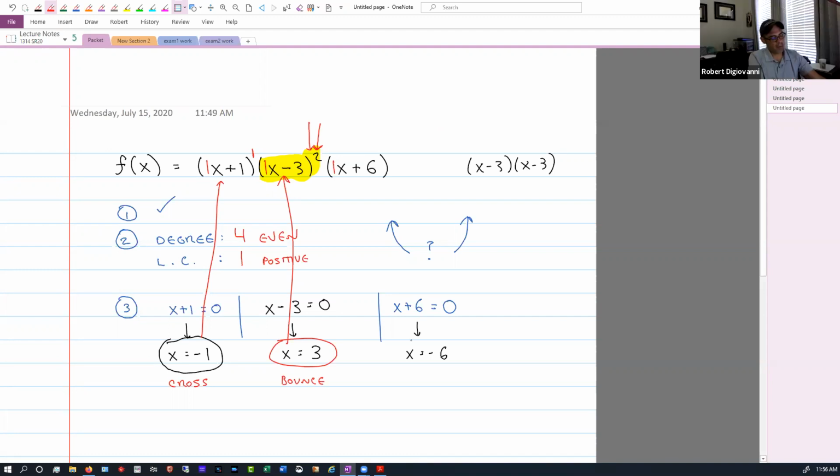And then finally, we have this one, which came from here, and that has a multiplicity. The power there is 1, so it has an odd multiplicity. Odd multiplicities mean you cross.